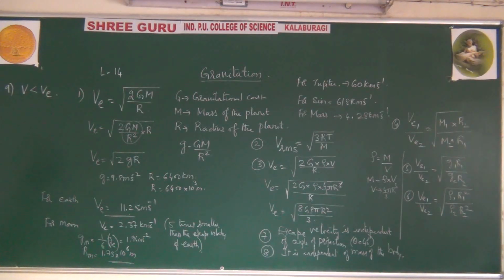By chance, if v is greater than escape velocity, then that object will escape from the surface. Sometimes it will enter into an orbit, depending on the conditions. So this is how you have to remember it. This is the condition you can remember.